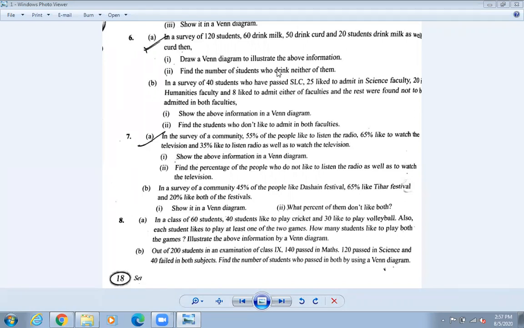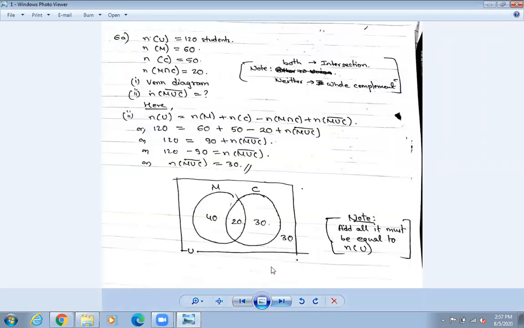Okay, let us see the figure. You can see here, in question number 6a, page number 18. NU is given 120. NM is 60. NC is 50. And if there is given both, milk also, curd also, if both is represented, it means intersection. We need to remember this, right? Both means they drink this also, that also. They drink two things, so it is intersection.